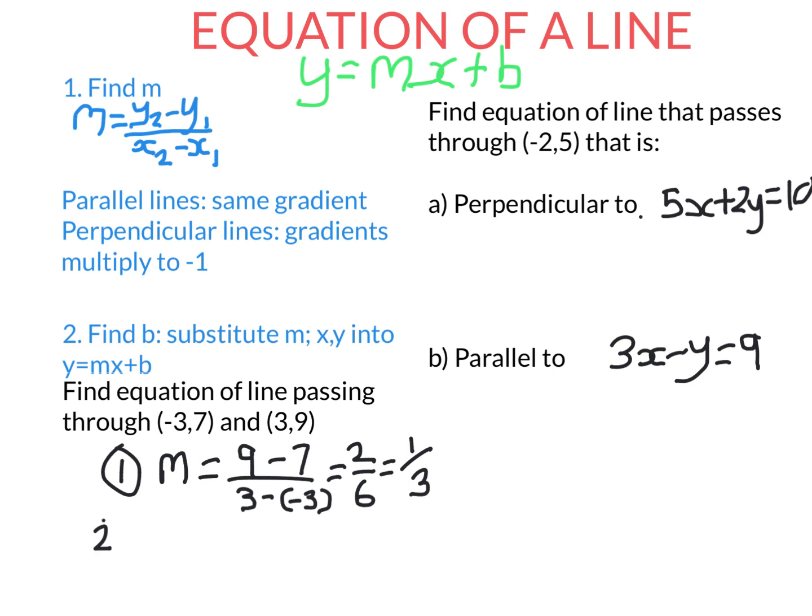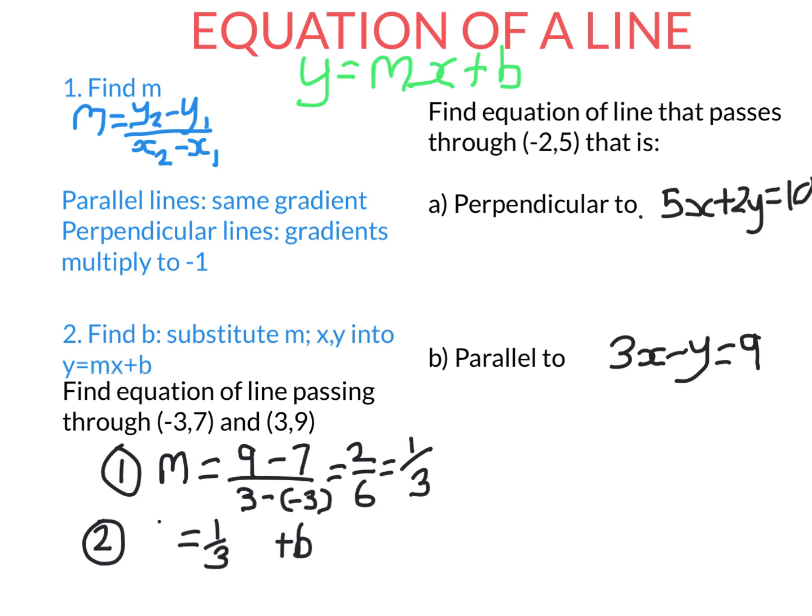So now I need to find the y-intercept. What I do is I take my equation y equals mx plus b, and I'm going to substitute m for 1/3. And then I need to substitute a value for x and y. So I choose them from a point. It doesn't matter which of these points I use. So let's just use this one because it has no negative numbers. x is always listed first. I'm going to substitute x for 3 and y for 9.